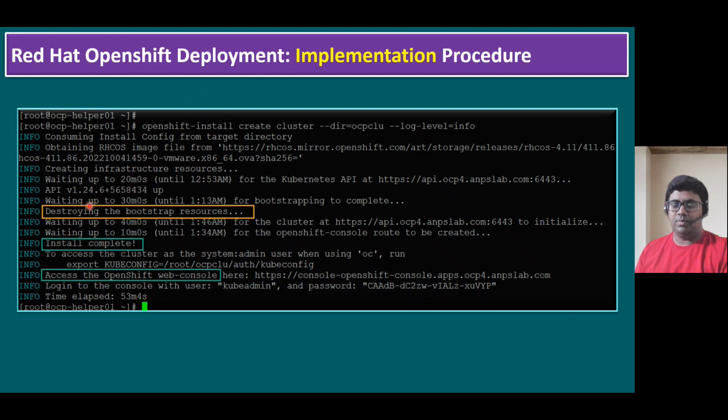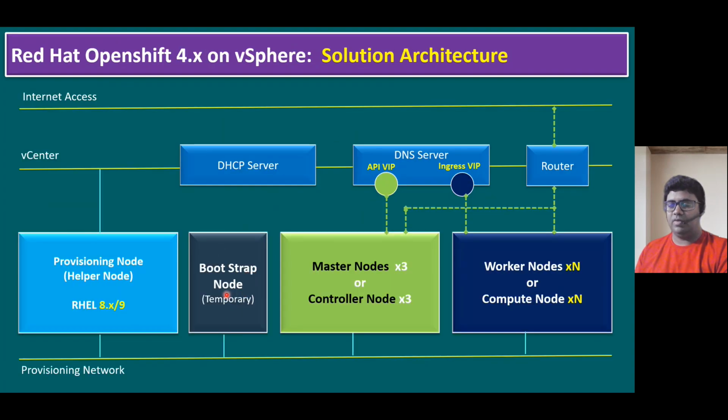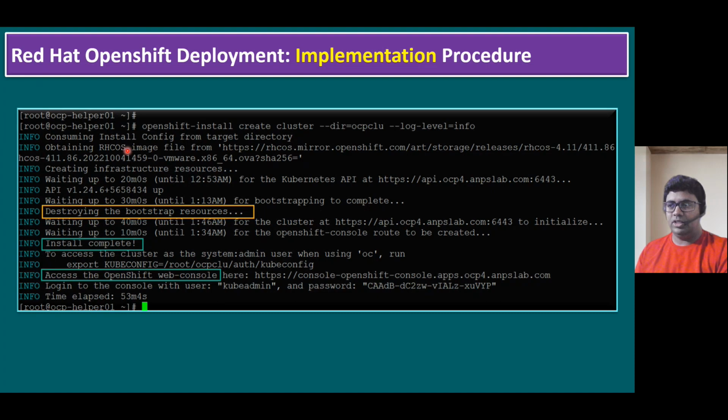But here we have to make a note of the key points. During the implementation, it destroys the bootstrap resources. As we mentioned in our slide, the bootstrap node is temporary only. You can notice that during the installation, it clearly says destroying the bootstrap resources, and it waits for 40 minutes, 10 minutes. Finally, installation is complete. To access the cluster as the system admin user, some information is given to access the OpenShift web console. This is the URL, and the default administrator account is kubeadmin. We can copy this password to access our OpenShift web console.